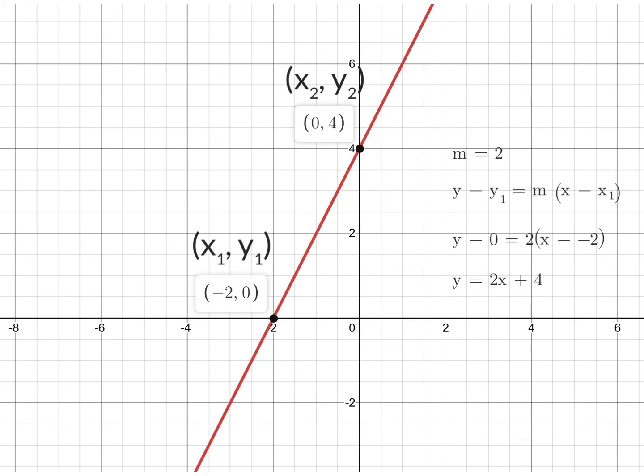So our formula is y minus y1 equals m(x minus x1). So that's y minus 0 equals 2 outside of (x minus -2). And expanding the 2, you get y equals 2x plus 4.